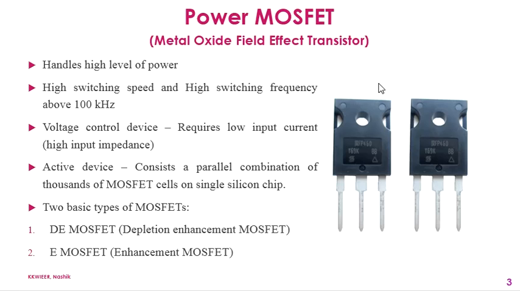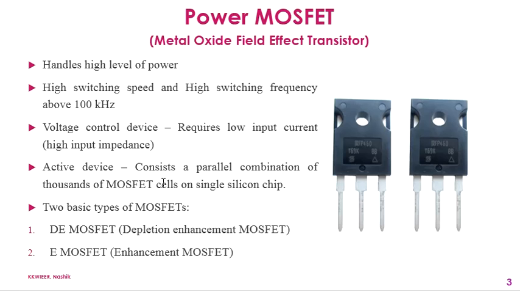So here you can see the structure of power MOSFET. It also has three terminals. So let's start. This power MOSFET stands for metal oxide field effect transistor. It is a semiconductor device which handles a very high level of power. It has a high switching speed as well as high switching frequency above 100 kHz. It is a voltage control device and requires low input current, so high input impedance.